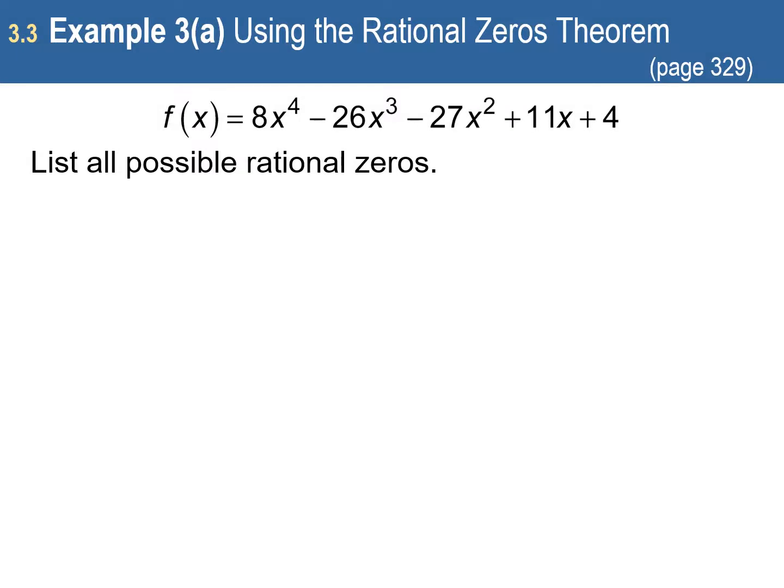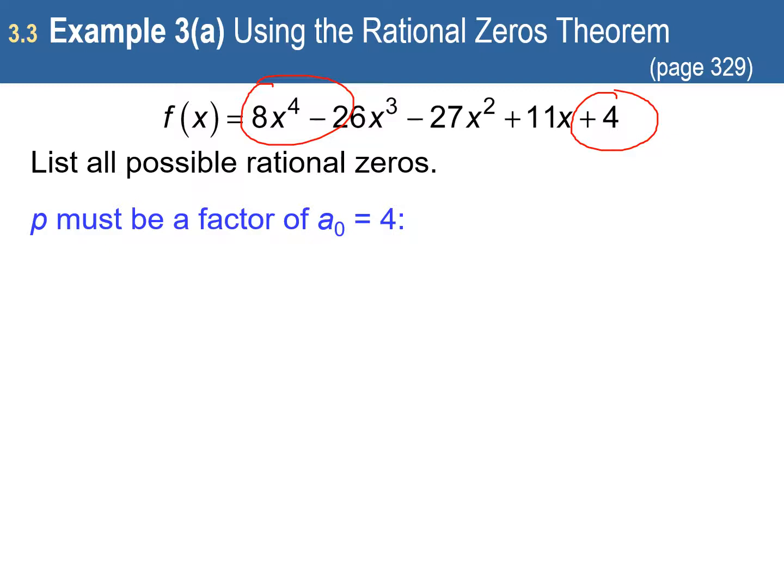So let's list all the possible rational zeros of 8x to the fourth minus 26x cubed minus 27x squared plus 11x plus 4. Turns out the only things we care about are the first and last terms. So the factors of P are of 4. So what are the factors of 4? Well, that's plus or minus 1, plus or minus 2, plus or minus 4. Nothing else divides into 4. You can do a factor tree, if you like.